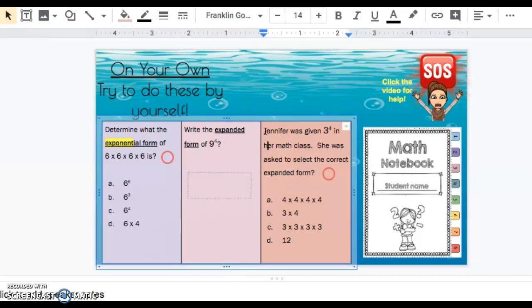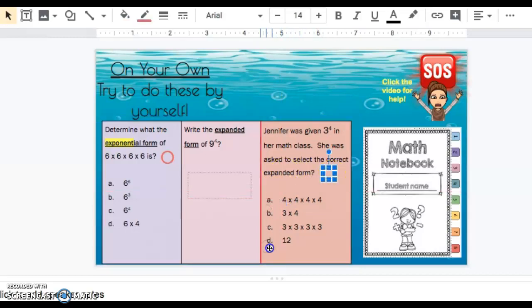The last question, it says Jennifer was given 3 to the 4th power in her math class. She was asked to select the correct expanded form. So remember, expanded, it's being stretched out. So again, you're going to draw this circle and put it over which letter you think or which answer you think is correct. So if you think it's B, you're going to put it over B. If you think it's A, you're going to put it over A. Okay? So that's why that little circle is there.